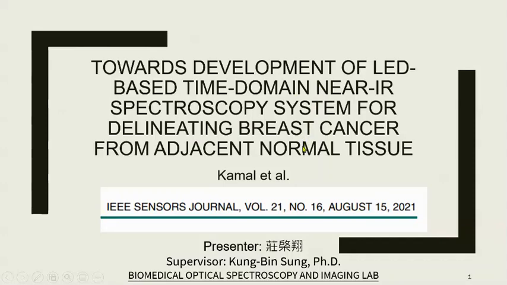Today I'm going to present a journal article, the title is Towards Development of LED-based Time Domain Near Infrared Spectroscopy System for Delineating Breast Cancer from Adjacent Normal Tissue. I'm Zhuang Qixiang. My supervisor is Song Kongbin. And this article is from IEEE Sensors Journal in 2021.